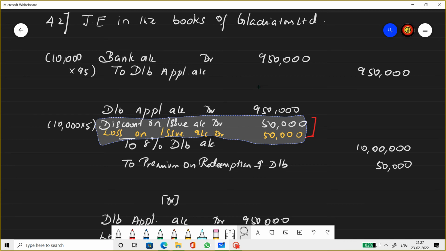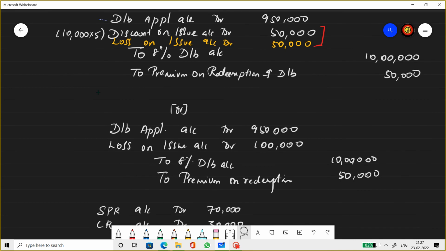So instead of passing a separate entry like this, let's change our entry to a combined form. Debenture application 9,50,000, total loss. So I'm adding these two. So that is 1 lakh rupees, and I would name it as loss on issue or discount on issue as I want. Both are same. So 1 lakh to 8% debentures 10 lakh to premium on redemption 50,000.